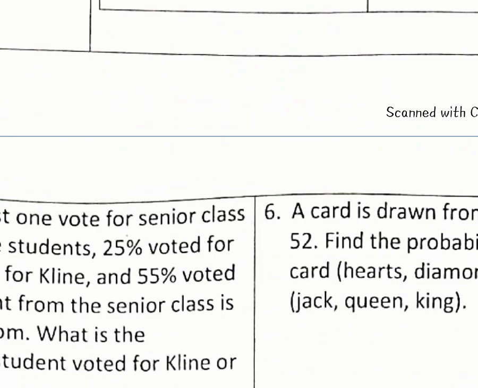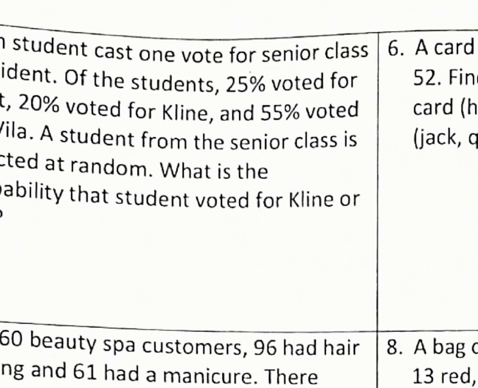Are y'all ready? Look at number 5. It says each student casts one vote for a senior class president. Of the students, 25% voted for Hunt, 20% voted for Klein, and 55% voted for Vila. A student from the senior class is selected at random. One student. But they want to know what's the probability that a student voted for Klein or Vila. So again, that "or" tells me I'm doing what with my fractions? I'm adding them.